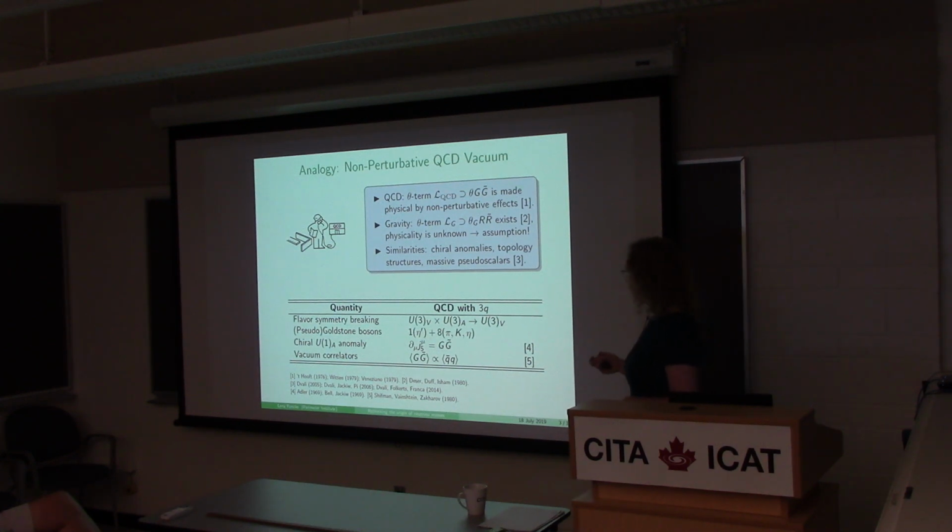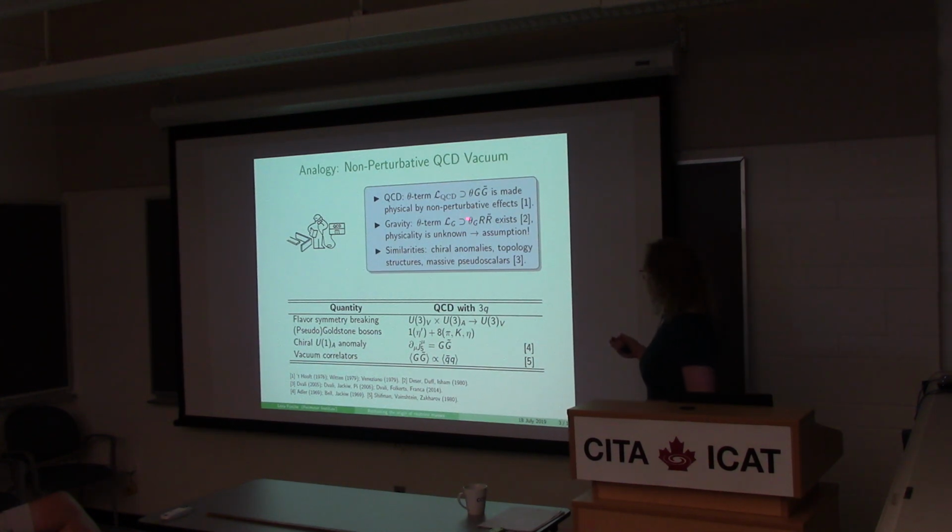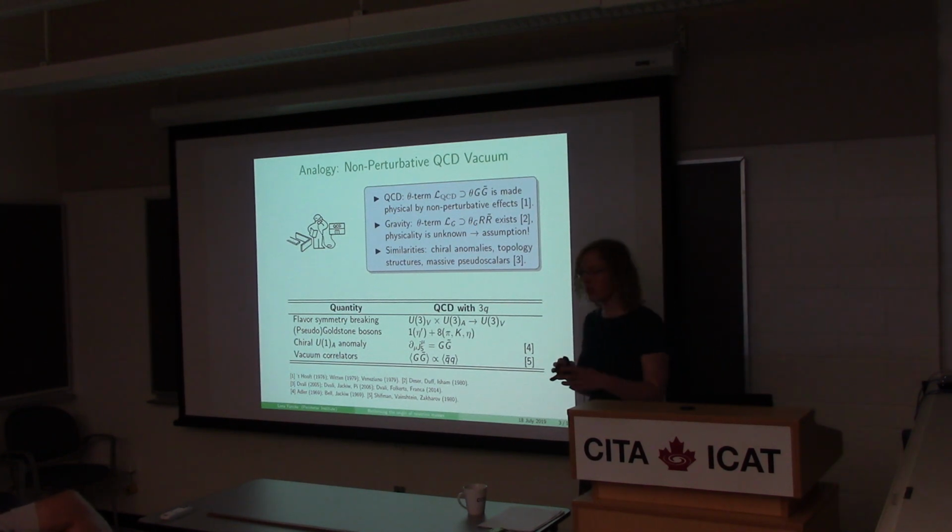And it's basically that we have chiral anomalies in both of these theories. So this is this anomaly that I was talking about. We have it in gravity as well. This is something very well established. There's no discussion about this, unlike here for the theta term. And if this theta term actually exists, it was shown in those references that the topology structures, so the vacuum structures of the two theories, are very similar. And also we get massive pseudoscalar bosons in those two theories. And this is something I will explain more in detail.